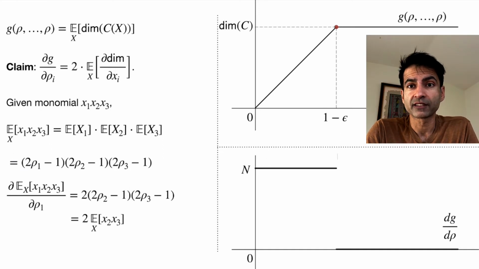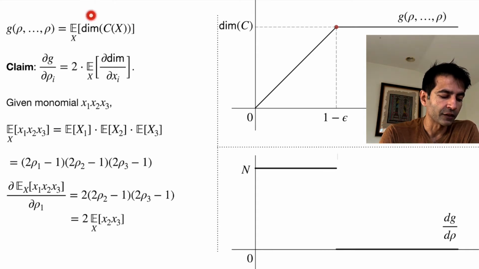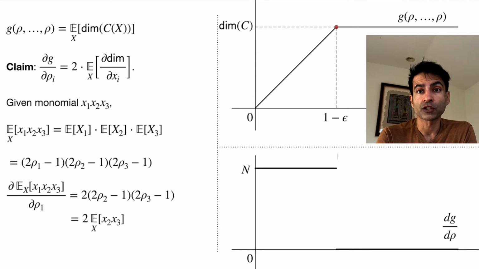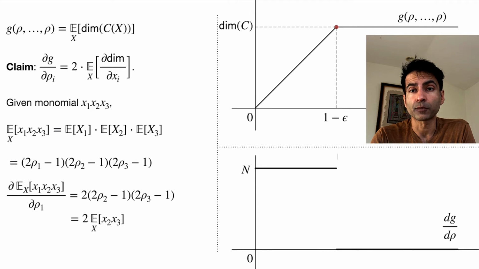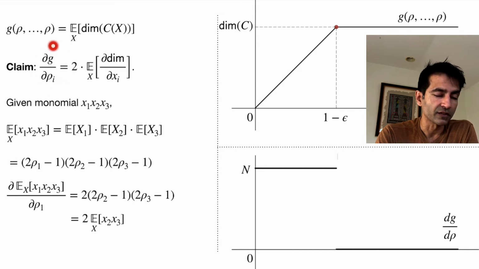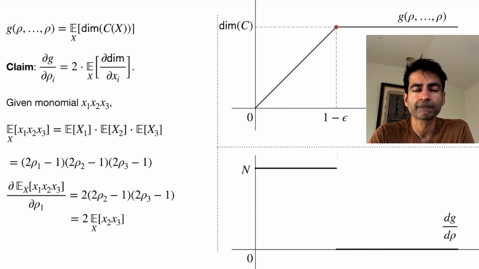So we wanted to understand the derivative of g, and g is the expected value of the dimension of C(x). Now what Fourier analysis says is that the dimension of C(x), this is a function of x, and it's a real valued function, so that can be expressed as a multilinear polynomial. And the first claim that I want to make about this is that if you take the partial derivative of g with respect to one of the variables, rho_i, then that's equal to 2 times the expected value of the partial derivative of the dimension with respect to the variable x_i.